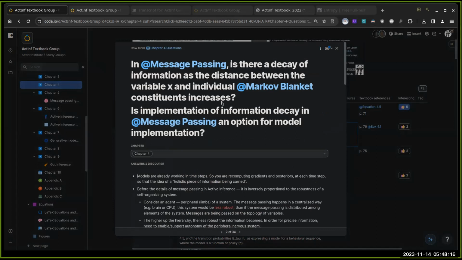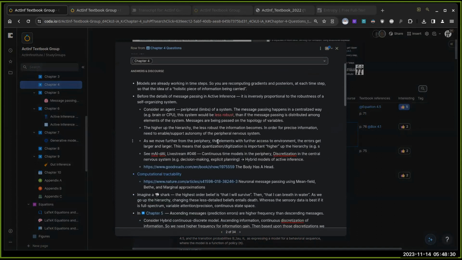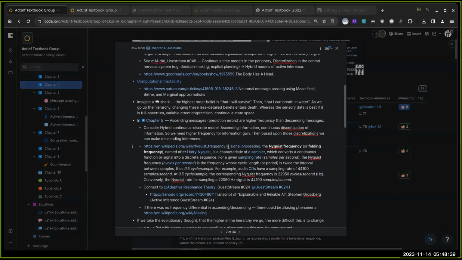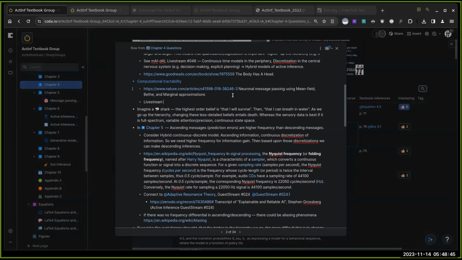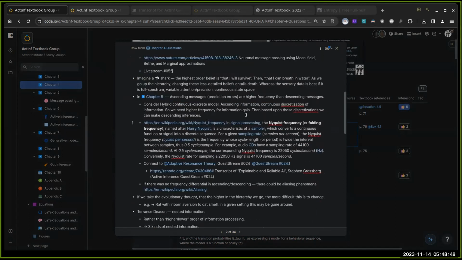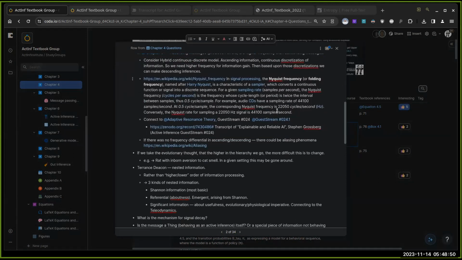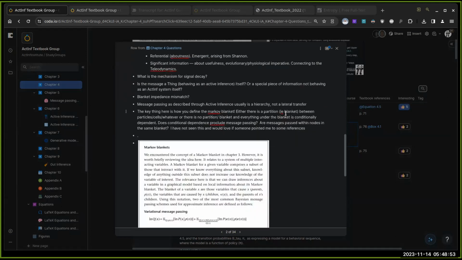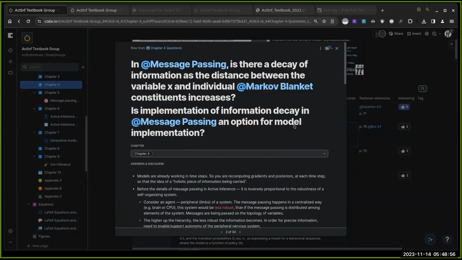In message passing, is there a decay of information as the distance between variable X and the individual Markov blanket constituents increases? Is implementation of information decay in message passing an option for model implementation? I remember we had some quite interesting discussions on this in a previous time. Any thoughts on this?